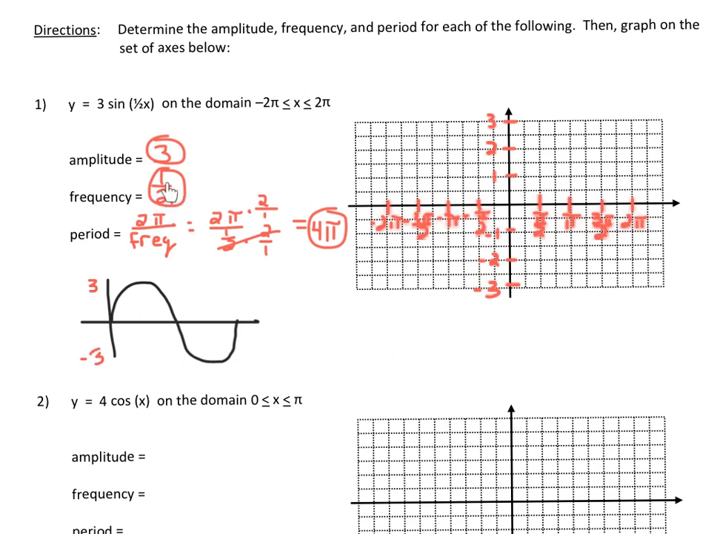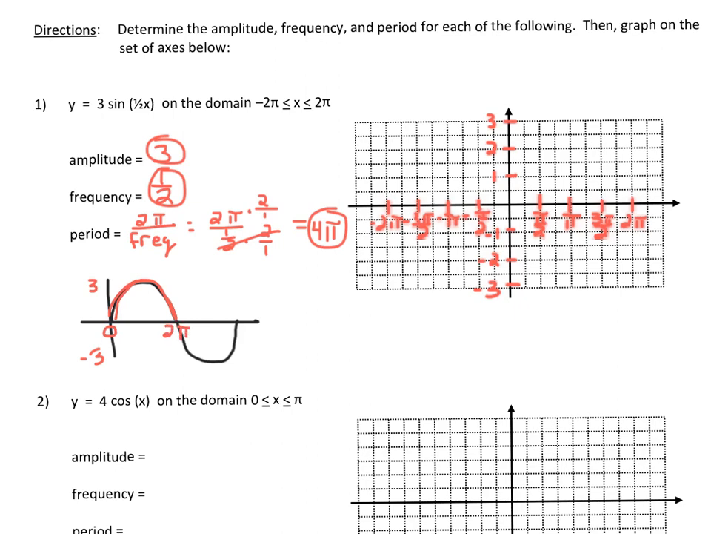Now, frequency is 1/2. If you recall, and feel free to look back in the packet at the definition, the frequency is the number of complete cycles between 0 and 2 pi. So what that means is we're only fitting half a cycle between 0 and 2 pi. So if this is a full sine curve, we're only fitting half of this curve between 0 and 2 pi.